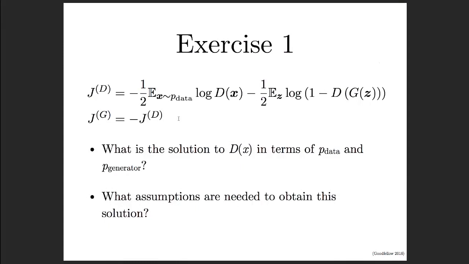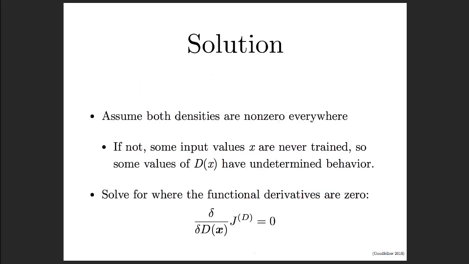So the solution to exercise 1, and as you recall, if you were paying attention to the questions rather than to the exercise, we're looking for the optimal discriminator function D(x) in terms of p data and p generator. To solve this, it's best to assume that both p data and p generator are non-zero everywhere. If we don't make that assumption, then there's this issue that some points in the discriminator's input space might never be sampled during its training process, and then those particular inputs would not really have a defined behavior because they're just never trained.